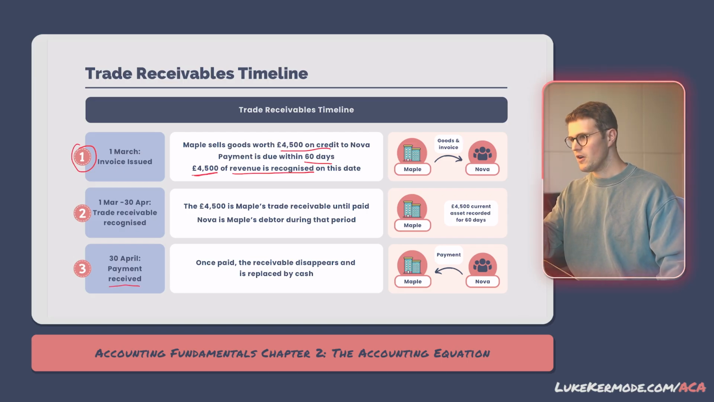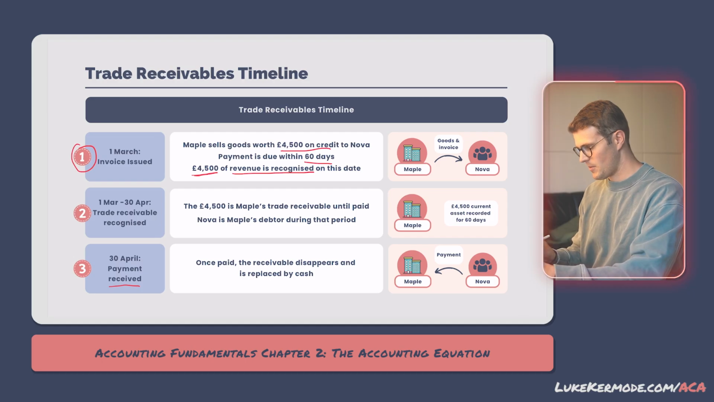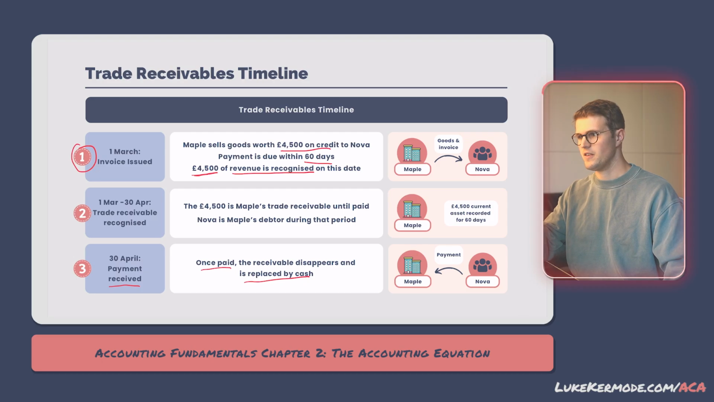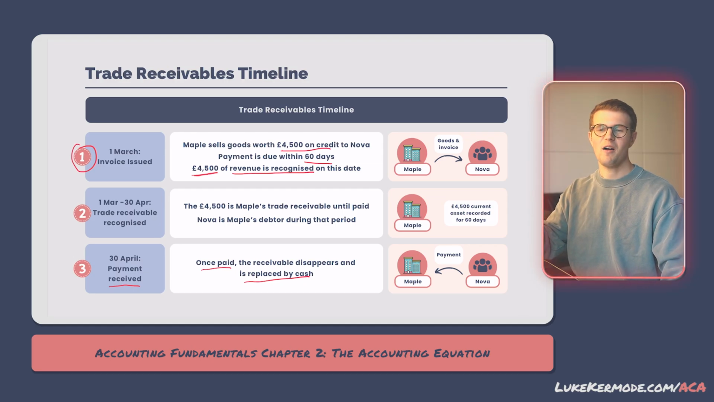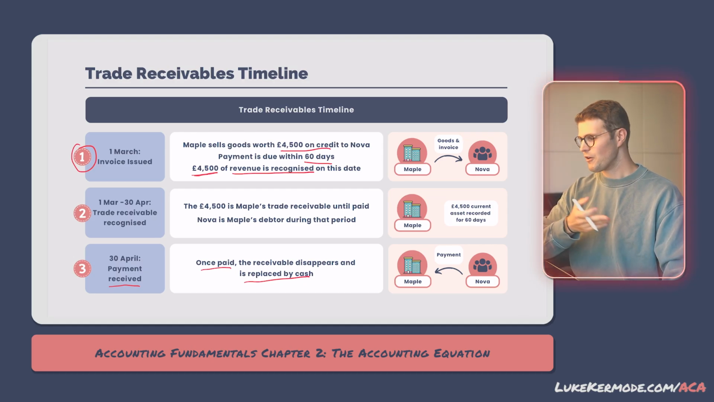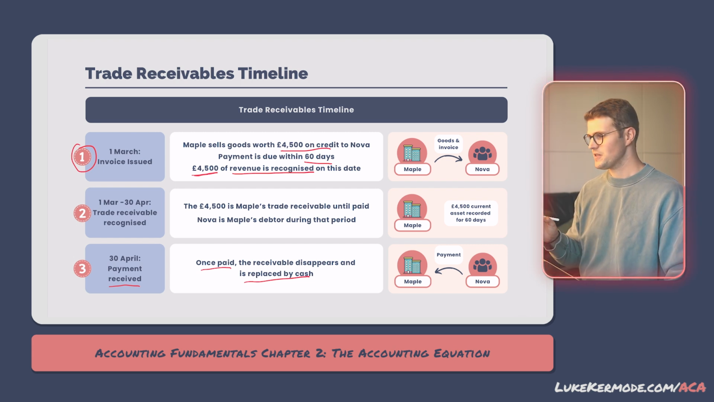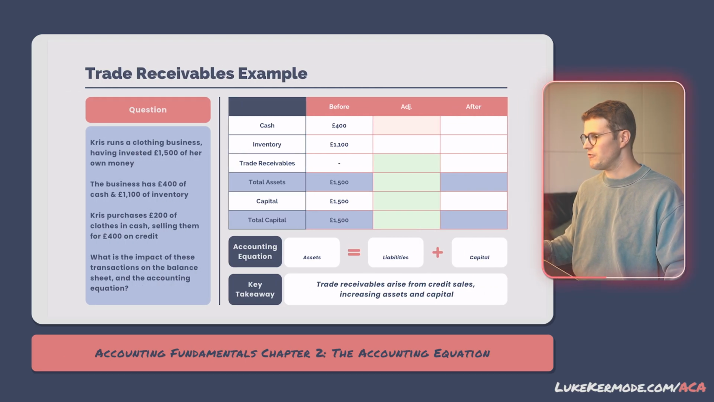Then when Nova makes the payment 2 months later, on the 30th of April, the trade receivable is removed from the books and the £4,500 amount is replaced by cash on the balance sheet. Again, there's no additional revenue recognised at this point. The sale was accounted for back on the 1st of March. That's when the revenue was recorded. So hopefully this illustrative timeline helps clarify how trade receivables work, tracking the amounts owed by customers and making sure they're cleared once the payment is eventually received.